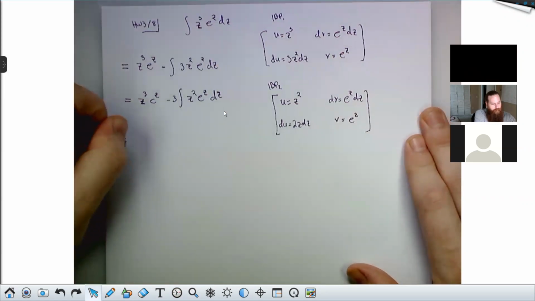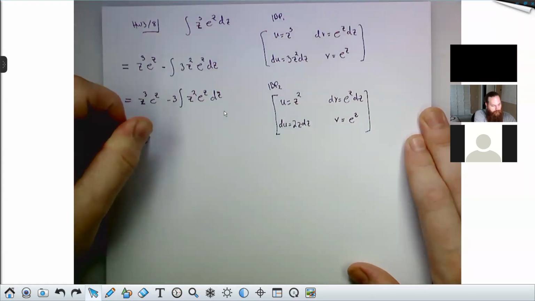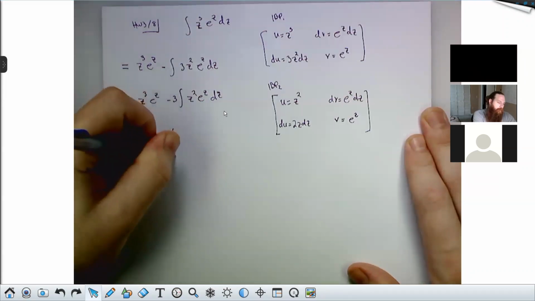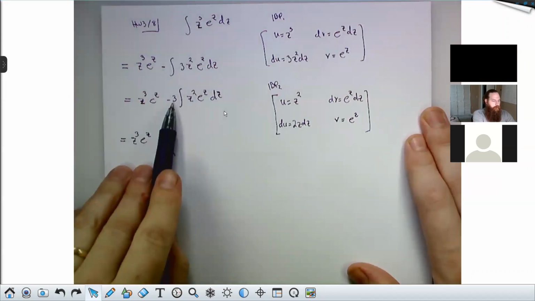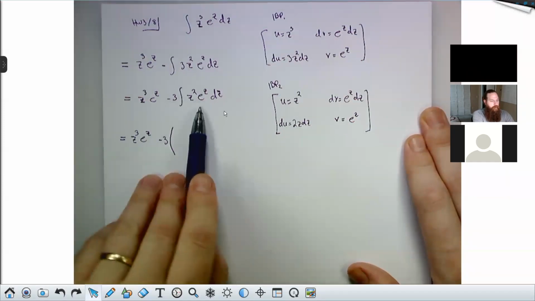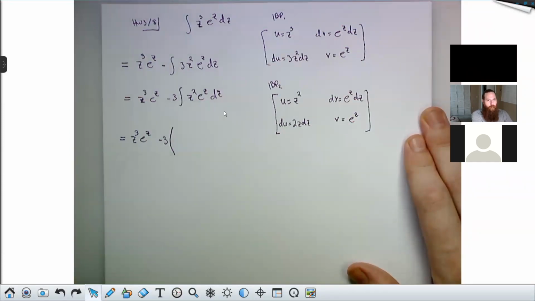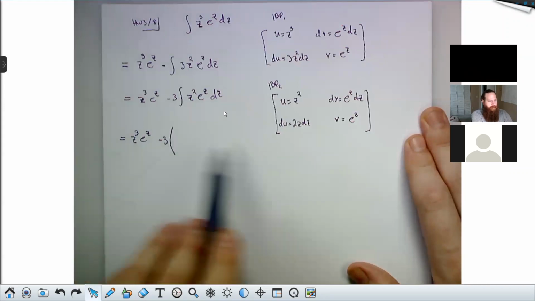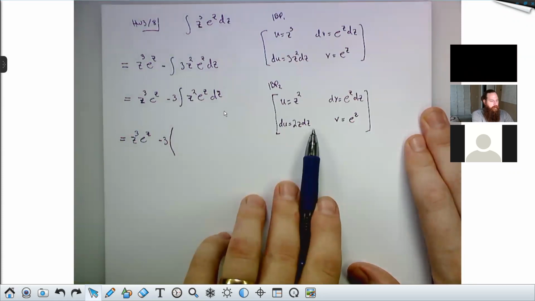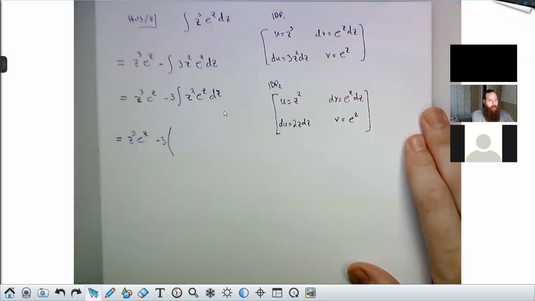So the z cubed e to the z out front, he's just coming along for the ride now. Then you have minus 3, and then you need to open a big paren, because this 3 belongs to this integral, this whole integral. And this whole integral is about to be replaced by a difference of 2 objects. So that 3 would need to be distributed to both. So anytime you replace an integral by its IBP piece, always do so with a big paren out front.